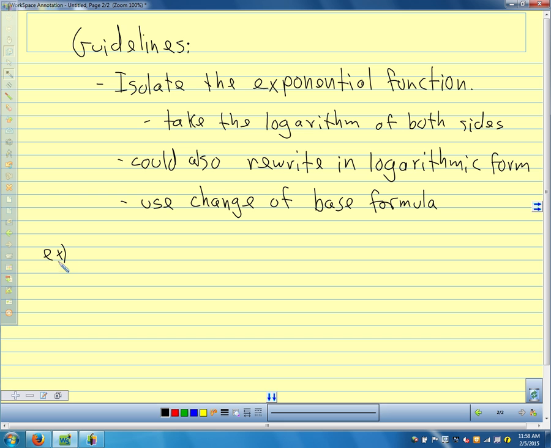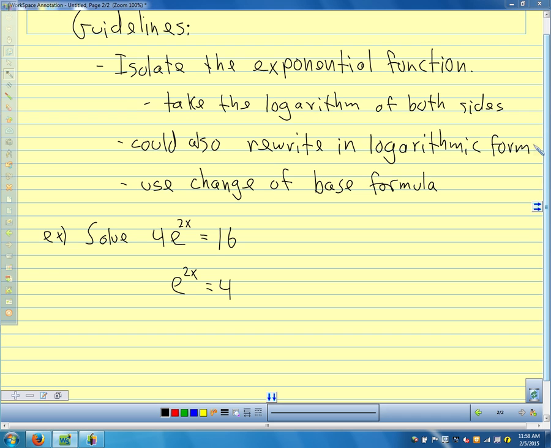All right. So let's look at some examples. We want to solve on all of these. We're going to solve 4e to the 2x equals 16. All right, so what's our first step here? Divide by 4. Isolate, so we want to divide by 4. So e to the 2x equals 4.